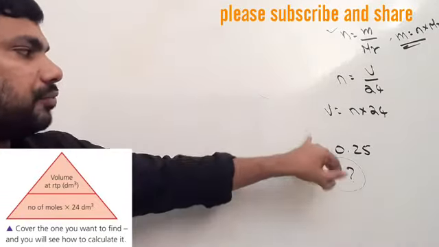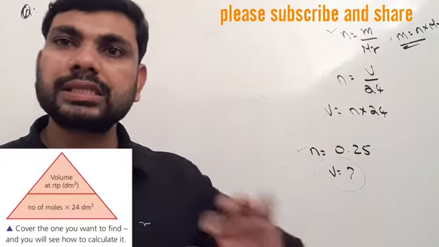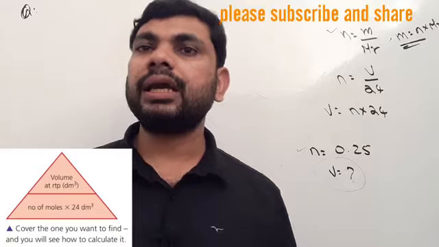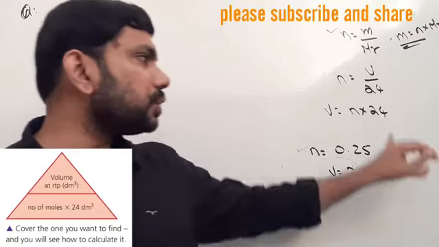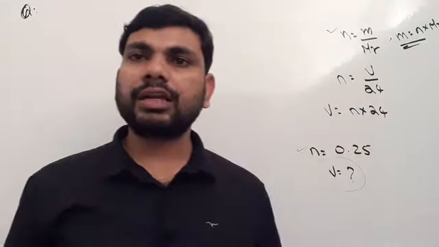How can you find volume? Volume equals the number of moles times 24. This 24 is common for all gases: oxygen, nitrogen, carbon dioxide. You can use this equation for all calculations related to gases.